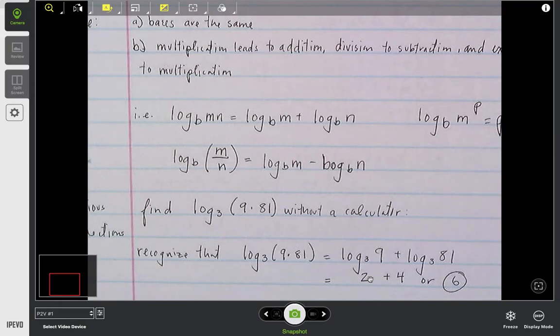So you should have some familiarity with powers of 3. The power of 3 that gives you 9 is 2. The power of 3 that gives you 81 is 4. The sum of 2 and 4 is 6.